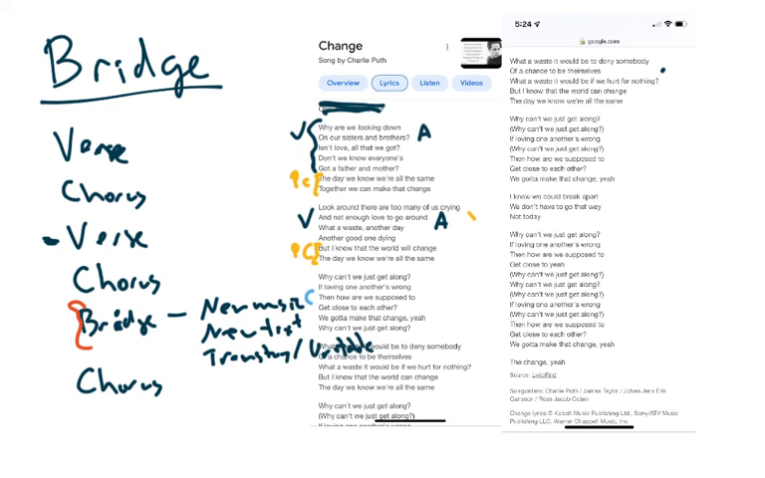Why can't we just get along? If loving another's wrong, then how are we supposed to get close to each other? We gotta make a change.